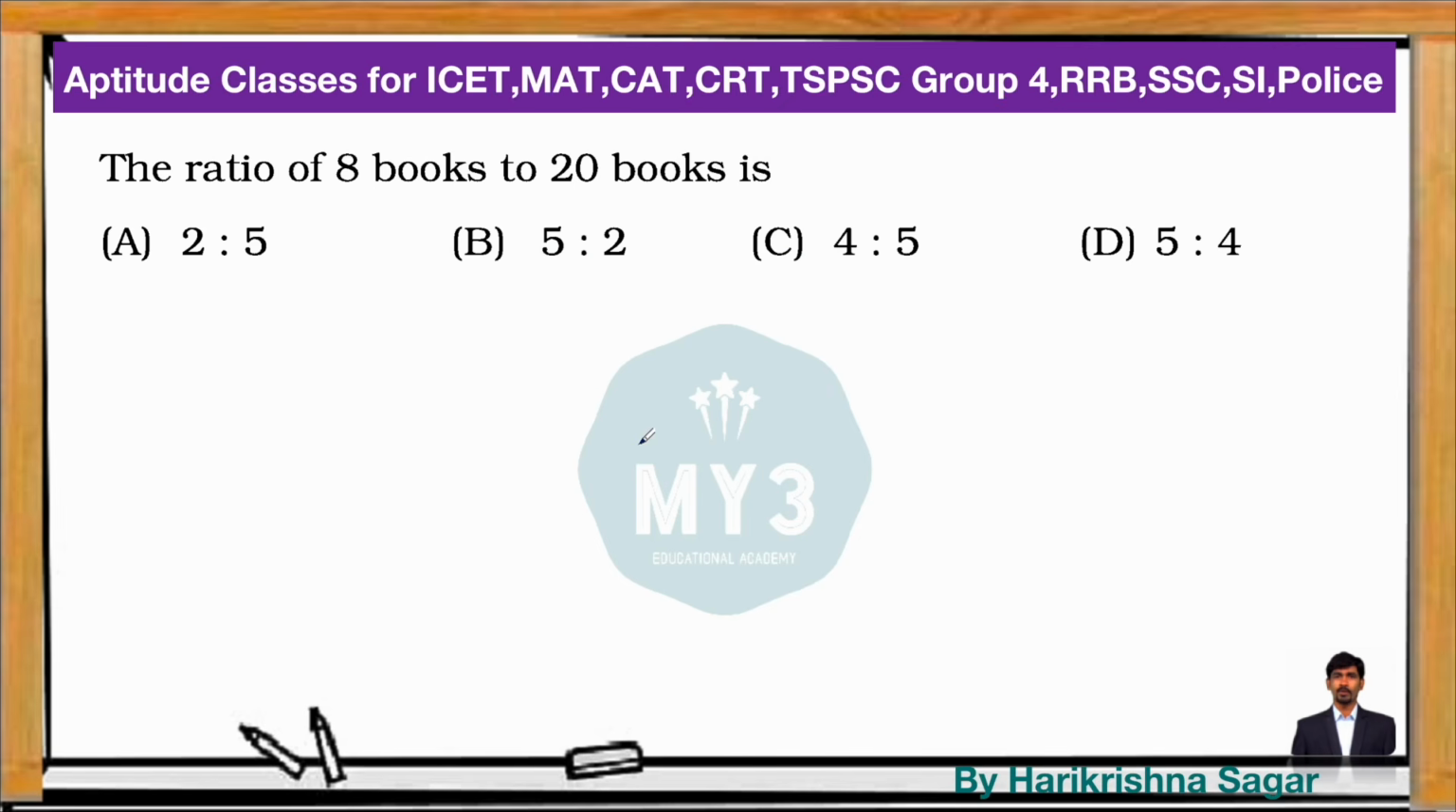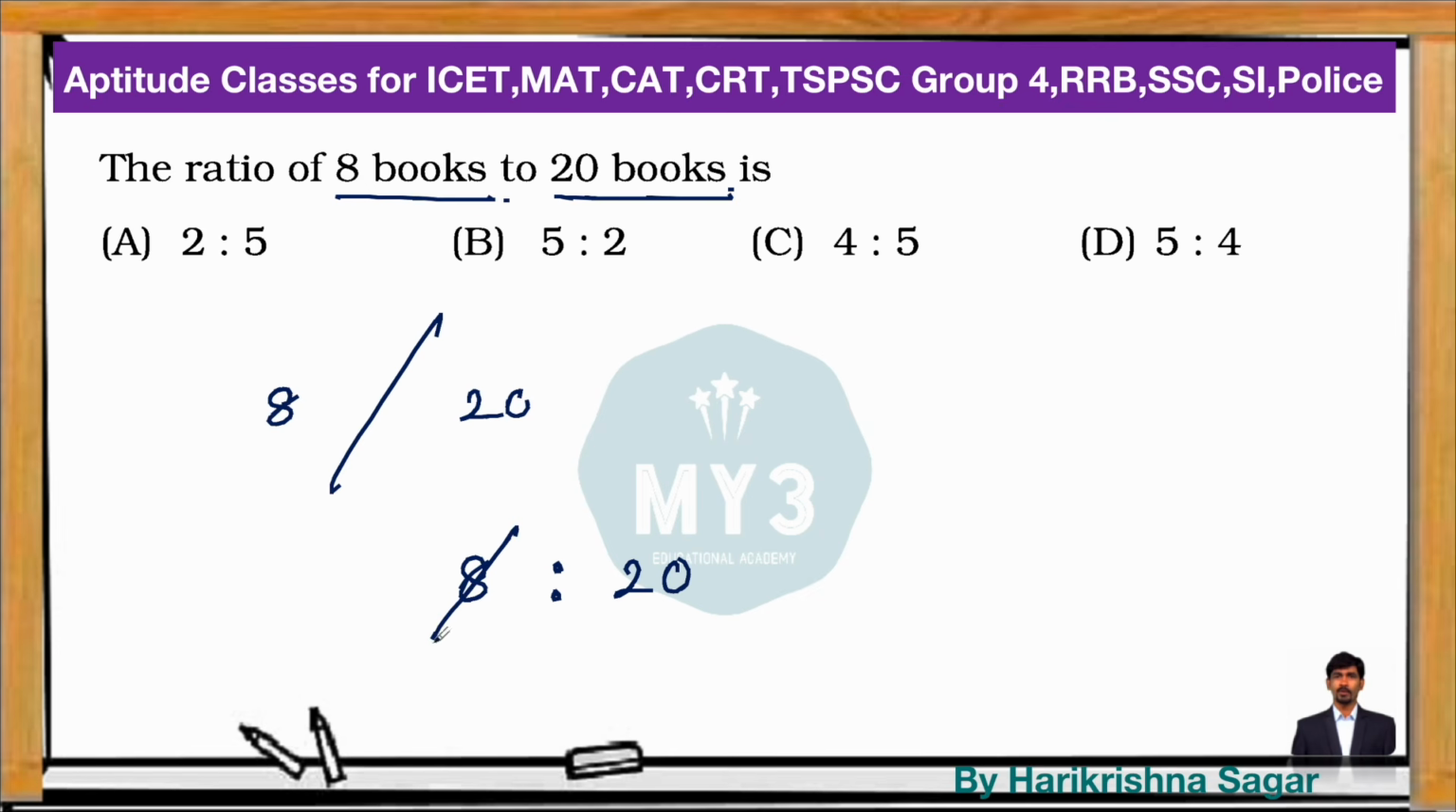So if you observe this question, what is the ratio of 8 books to 20 books? So 8 books and 20 books are there. Ratio is nothing but division, 8 by 20. We can say 8:20, but I already told you a more simplified answer is required. 2 4s are 8 and 2 10s are 20, and again we can write 2 2s and 2 5s. The ratio of these numbers is 2:5, available as option A. Mark it as the answer choice.